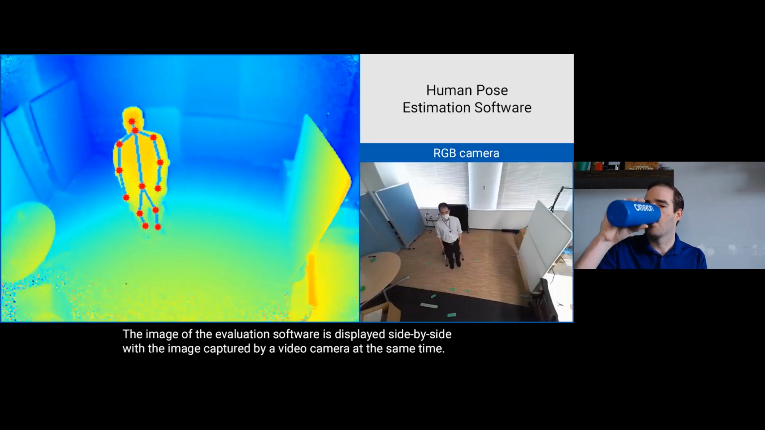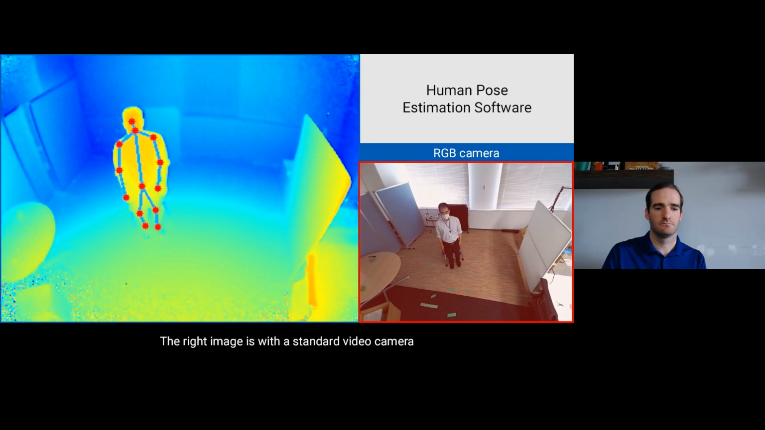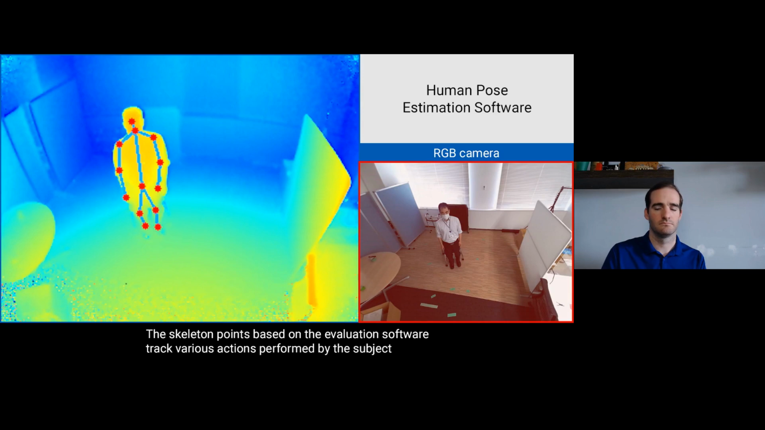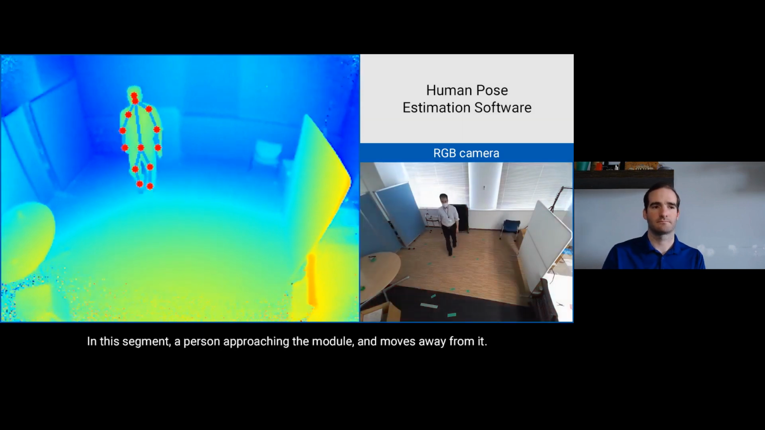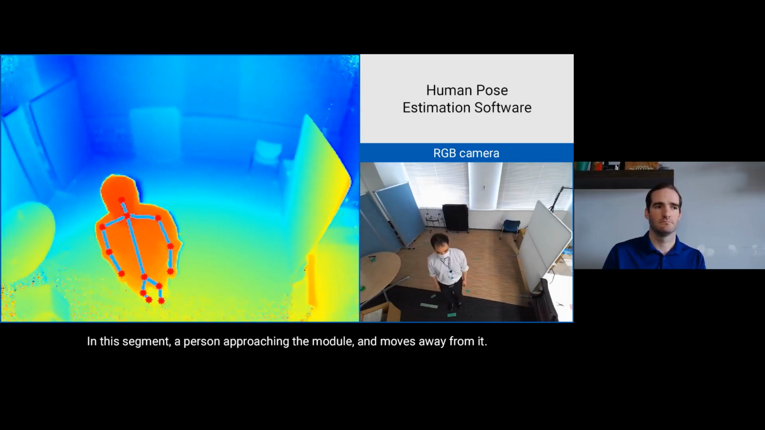The image of the evaluation software is displayed side by side with the image captured by a video camera at the same time. The left image is based on the evaluation software for pose estimation. The right image is with a standard video camera. The skeleton points based on the evaluation software track various actions performed by the subject. In this segment, a person approaches the model and moves away from it.